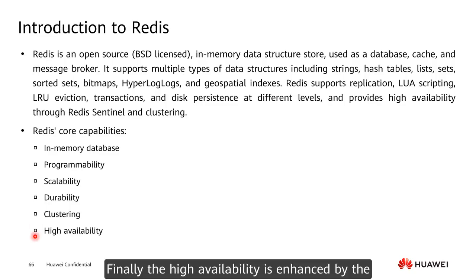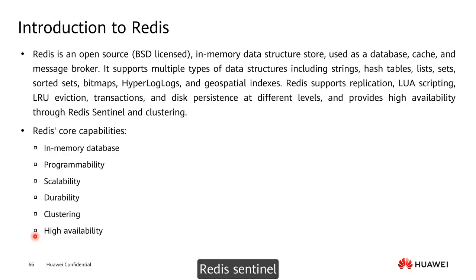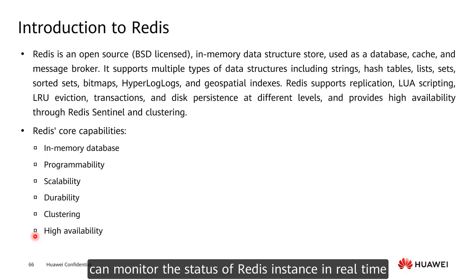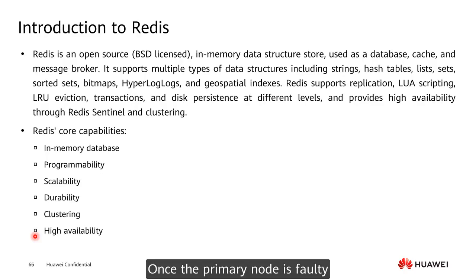Finally, high availability is enhanced by Redis Sentinel. This distributed monitoring system can monitor the status of Redis instances in real time. Once the primary node is faulty, the failover process is triggered immediately to seamlessly switch services to the secondary node, ensuring uninterrupted data services.